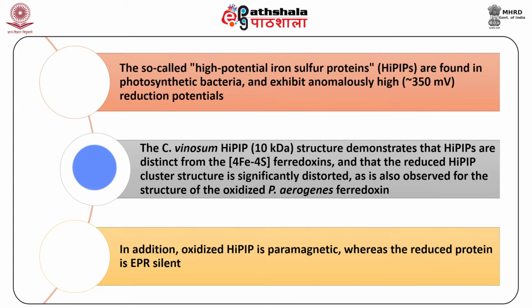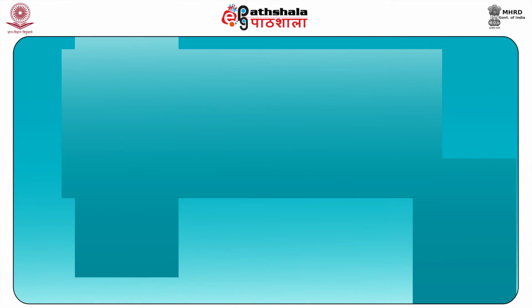from the 4 iron 4 sulfur ferredoxins, and the reduced HiPIP structure is significantly distorted, as is also observed for the structure of oxidized P. aerogenes ferredoxin. In addition, the oxidized HiPIP is paramagnetic, whereas the reduced protein is EPR silent.